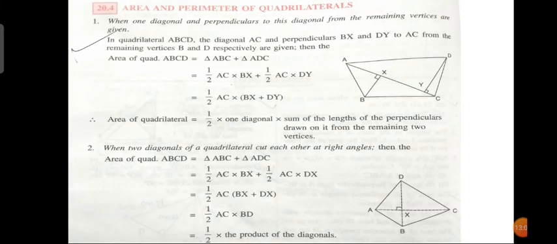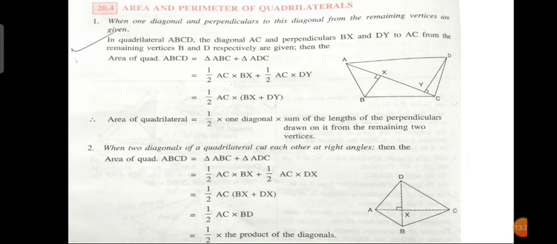And next is the area and perimeter of quadrilaterals. How will you find the area and perimeter? The first case is when one diagonal and the perpendiculars to this diagonal from the remaining vertices are given. How will you find it?